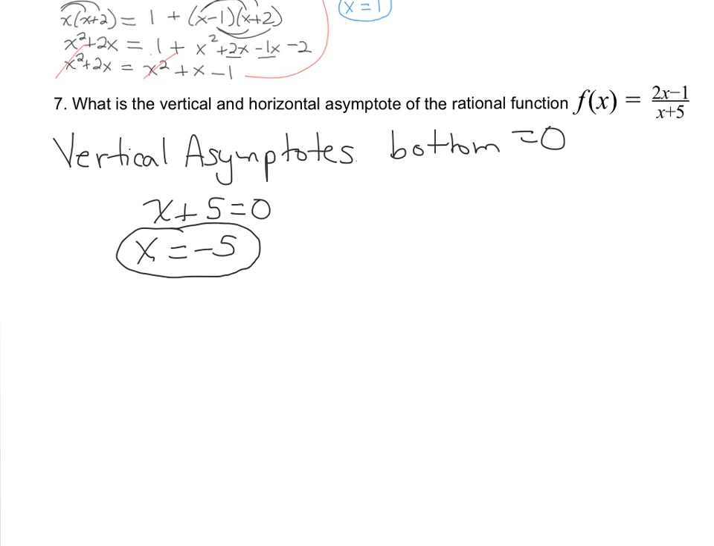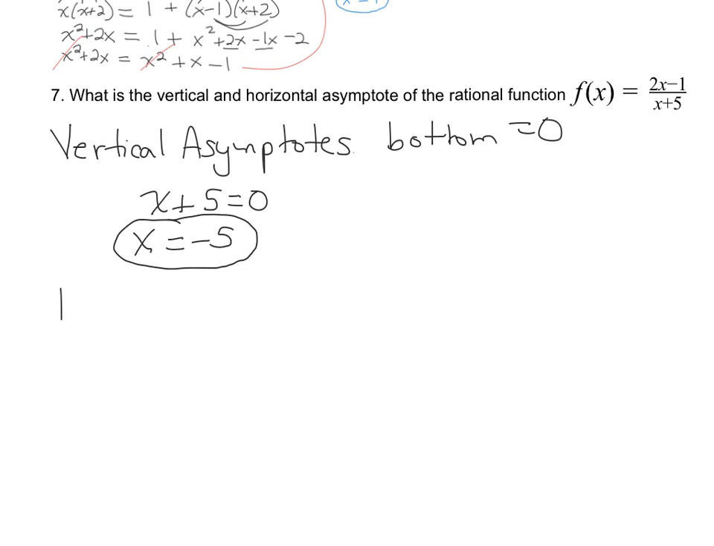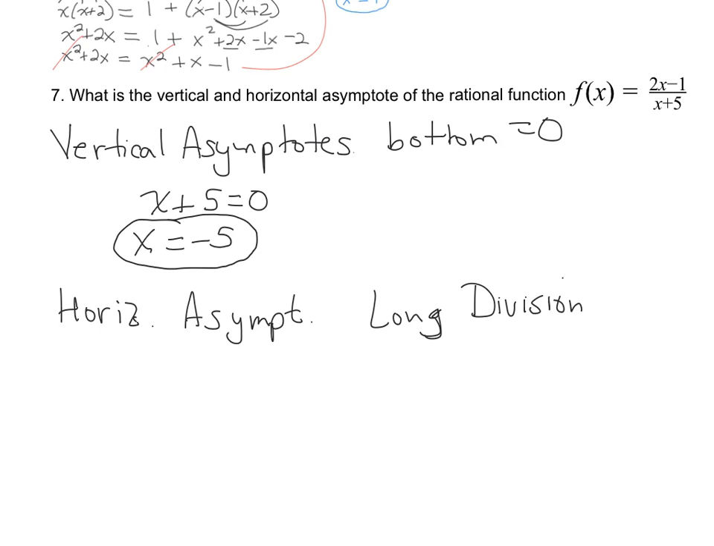Now the horizontal asymptote you must find by long dividing. So the horizontal asymptote and an oblique asymptote are going to be found by doing a long division problem. Now we only have to long divide until we get to a constant. So once we get to a constant, we're done. And in this case, you'll see it's not going to take very long.